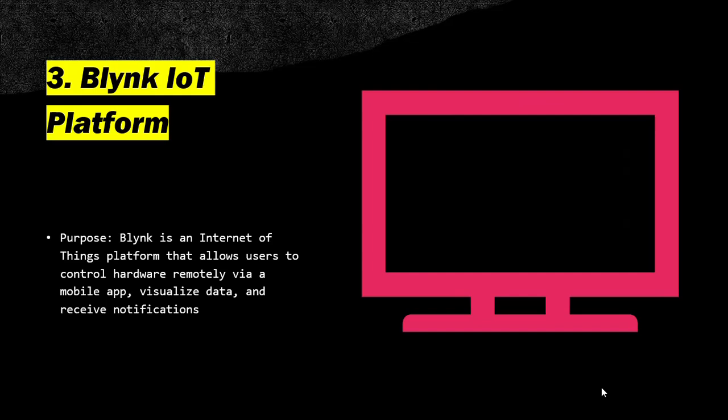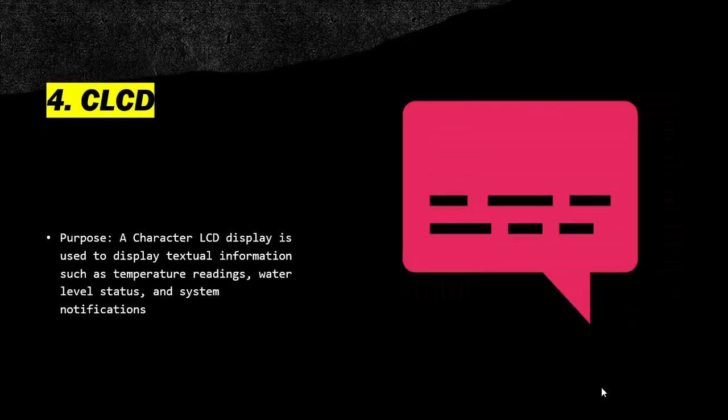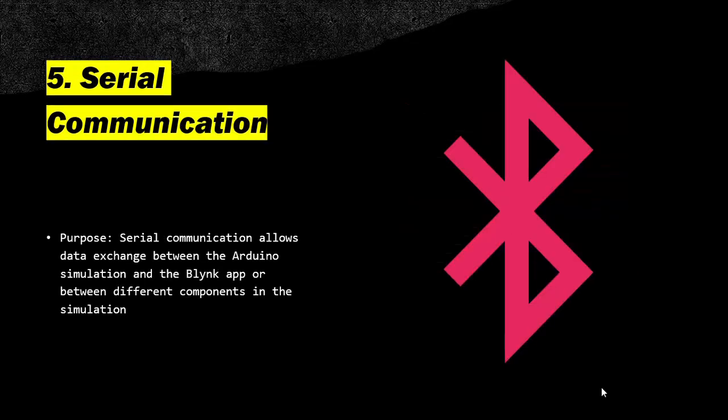Next is the Blynk IoT application. This is an Internet of Things platform that allows users to control hardware remotely via a mobile app. So just using this mobile app, we can control everything from this mobile app only. Then the LCD, which will display the temperature readings, water level status, and also the volume of the water.